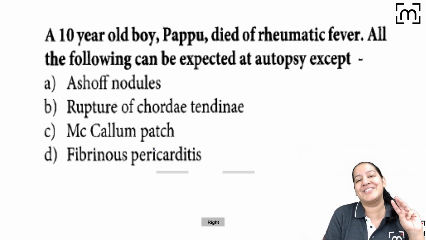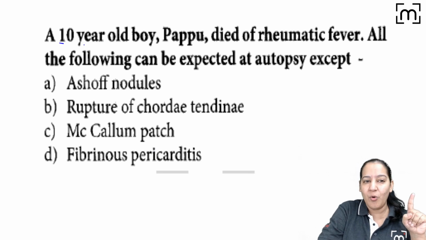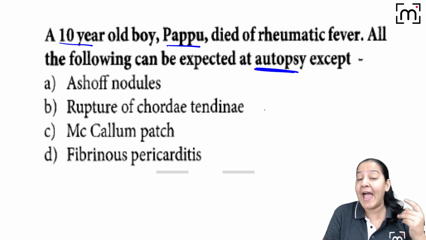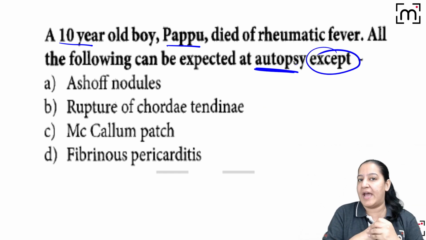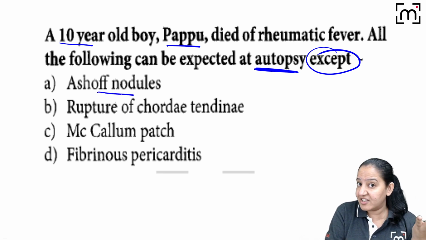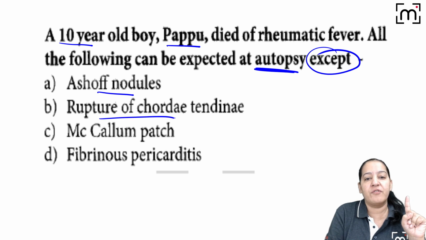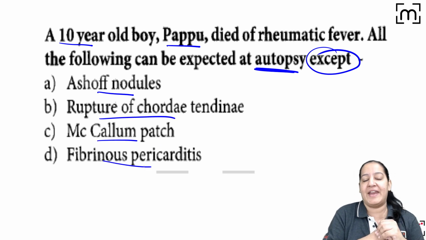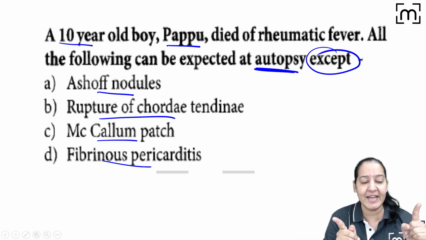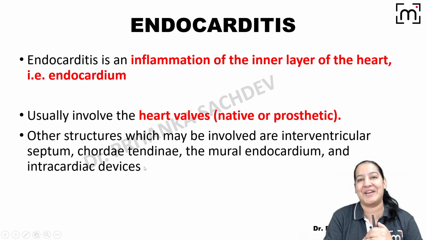And the third question is in front of you. A 10-year-old boy, Pappu, died of rheumatic fever. All can be expected at the autopsy of the child, except. Again, don't miss the word except. The 4 options are in front of you. Is it a Scop nodule? Will you get it in the autopsy, yes or no? Is it rupture of chorda tendineae, yes or no? McCallum patch or fibrinous pericarditis? Why don't you write your answer in the comment box? And still, if you have any confusion, let me clarify your confusion.